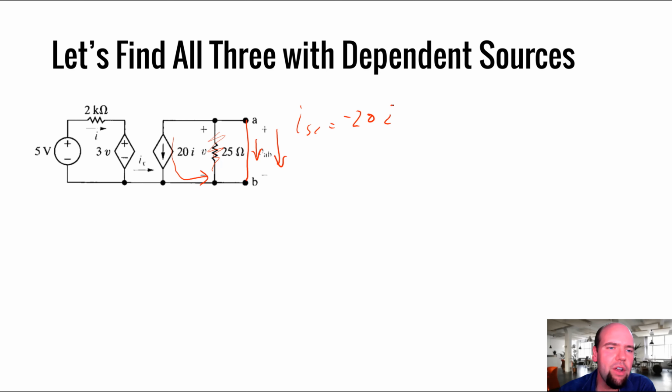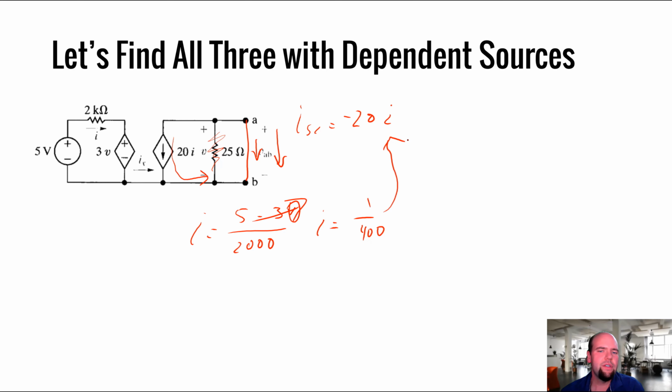And what's happening over here? Well, once again, we have I equals 5 minus 3V divided by 2000. But what's V? V is still the voltage across that resistor, which is 0. We shorted the terminals, which made V 0. So now we're just left with I equals 5 divided by 2000, which is 1 divided by 400. And we can plug that back into here. So I get negative 0.05 amps. That's negative 50 milliamps. That's my short circuit current.